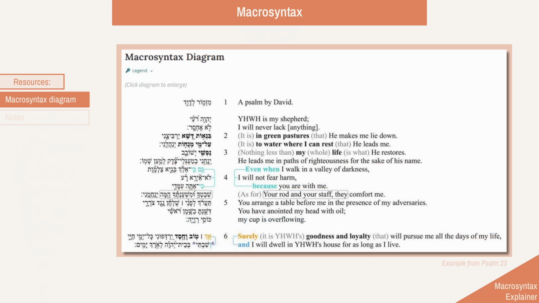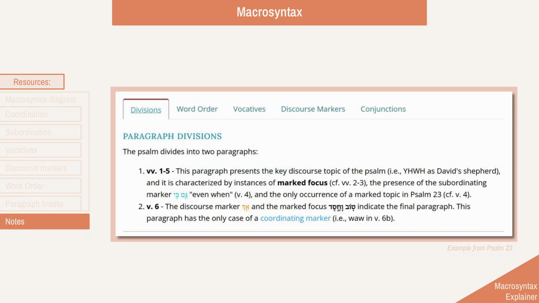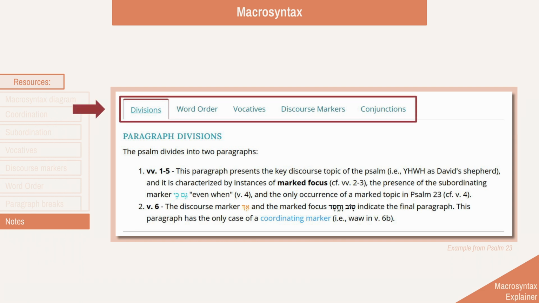In this macrosyntax visual, we present all the important parts of the discourse structure of the text, the way the text moves from what's known to what's new. We use colors, connecting lines, and other symbols to show things like vocatives, subordination and coordination, topic and focus, and more. Everything is explained in the legend, which can be found just above the diagram. And beneath this diagram, we have the notes section. This includes analysis and explanations of the sections and divisions, word order analysis, vocatives, discourse markers, and conjunctions.